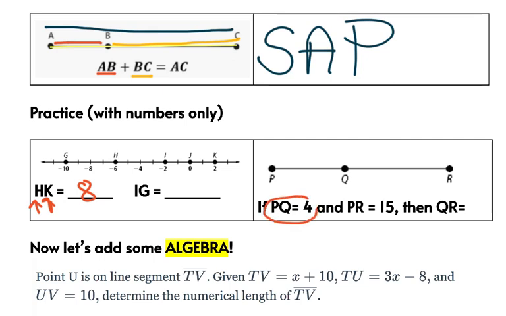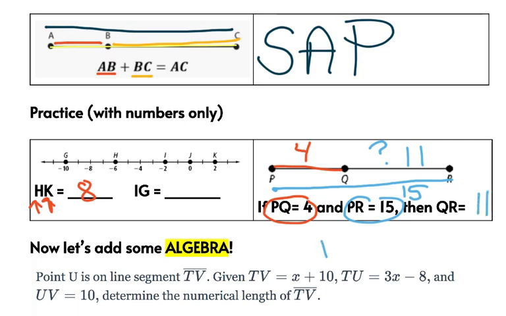The length from P to Q in red here is 4. Now be careful, because this says the length from P to R is 15. So be careful that they gave you the whole way. So the question is, what's this missing piece? Well, 4 plus what equals 15? And the answer to that is 11. Or you could say 15 minus the 4, either way.